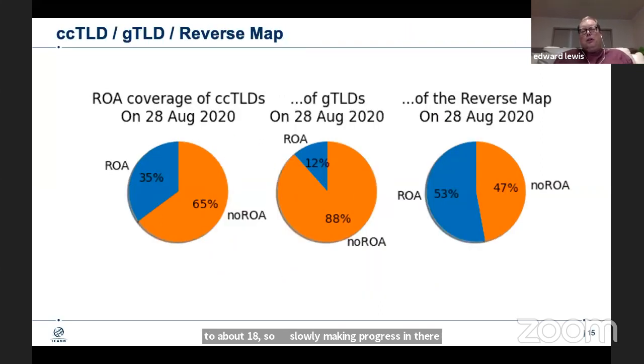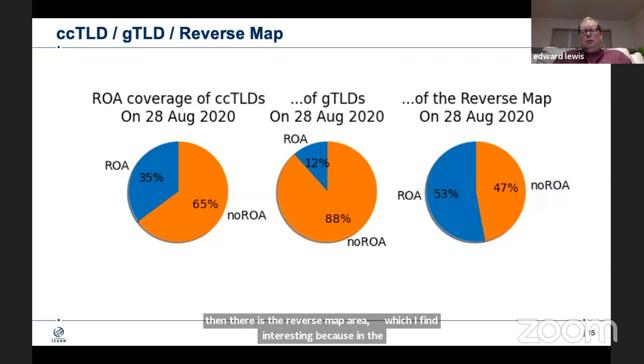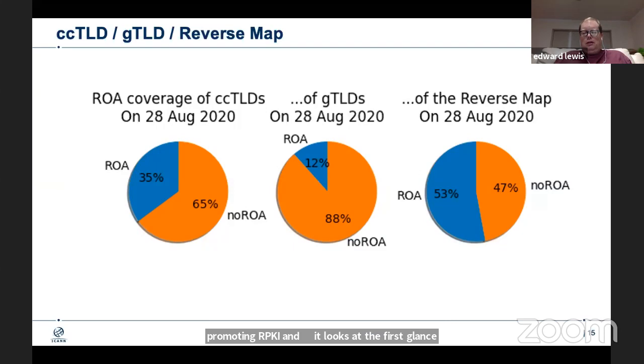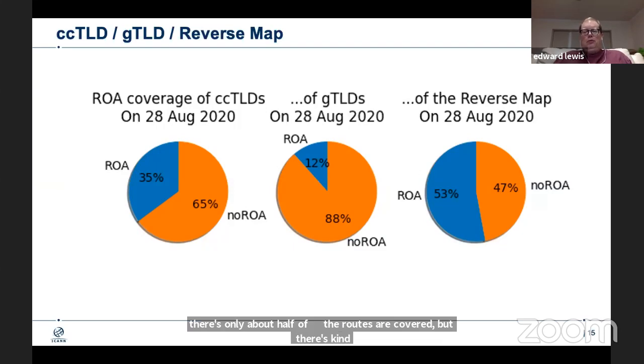So the next part is I look at the other traditional split. We look in the DNS where we compare the ccTLDs versus the gTLDs, the commercial gTLDs, and the reverse map. And we see across the board that ccTLDs generally have more ROA coverage than the gTLDs. And then there's the reverse map area, which I find interesting because in the reverse map, that's the RIRs. And the RIRs are really promoting RPKI. And it looks, at first glance, like only about half of their routes are covered. But digging deeper here is interesting.